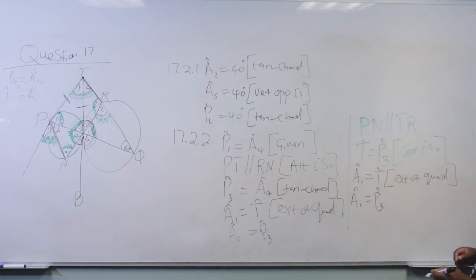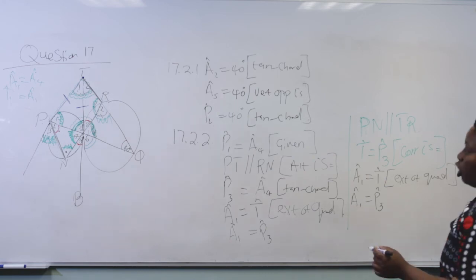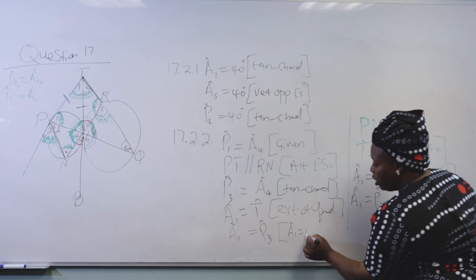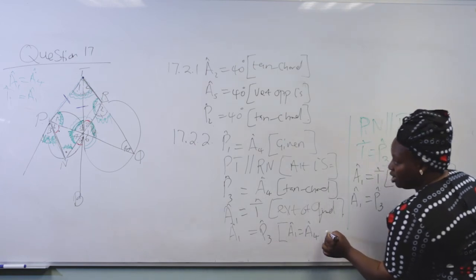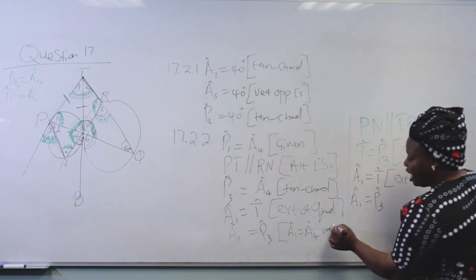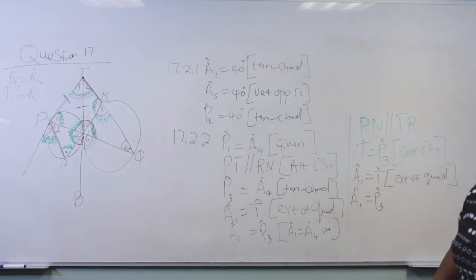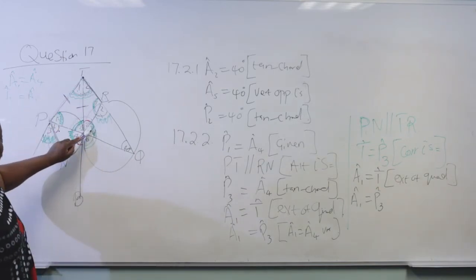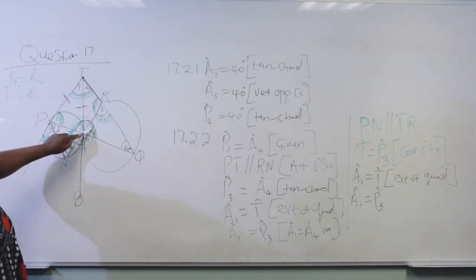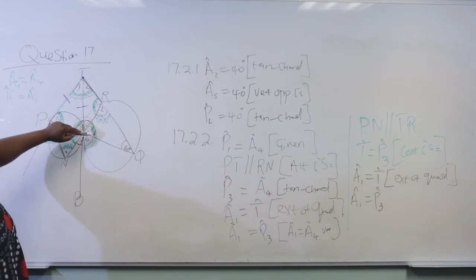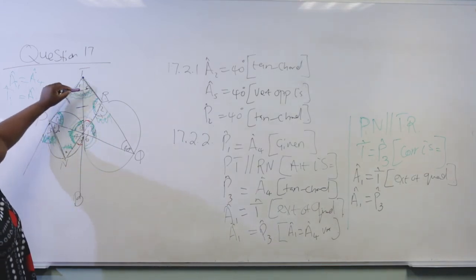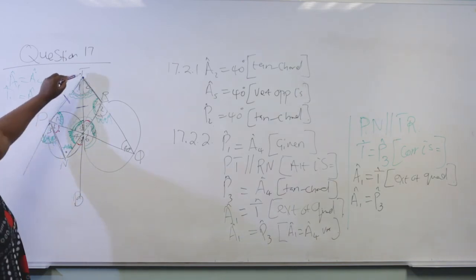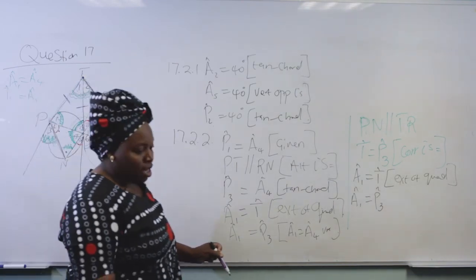Okay, if A1 equals P3, this is all because A1 is equal to A4, which are vertically opposite angles, and then it is equal to P3. So if A1 is equal to P3, this is my A1 we are talking about, and we have said that A1 is also equal to T. So it means that both of them are equal to A1. So it means that T is equal to P3, and that makes PN parallel to TR. So that is what we are concluding.